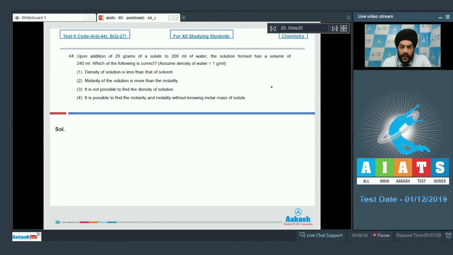Question number 44. Upon addition of 20 grams of a solute to 200 ml of water, the solution formed has a volume of 240 ml. Which of the following is correct? Assume density of water is 1 gram per ml. Okay, so students, it is mentioned to us that 20 gram of solute was added to 200 ml of water. So 200 ml of water is equivalent to 200 grams of water.